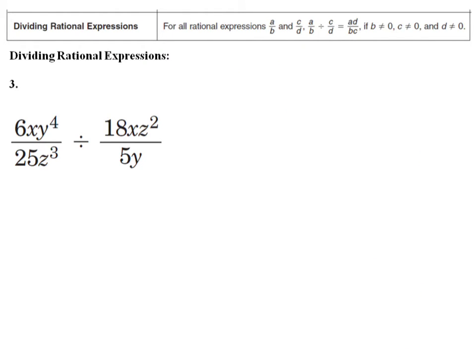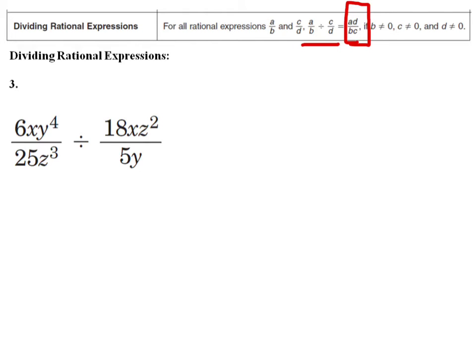Now that we've reviewed the rules for dividing a rational number, we can carry that process over to when we're dividing rational expressions. So, for all rational expressions written in the form A over B and C over D, dividing A over B by C over D is the same thing as multiplying by the reciprocal of the second fraction. So we will do the same thing here that we do with rational numbers.